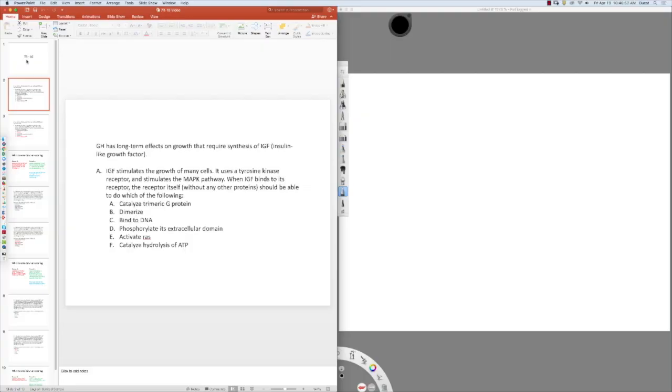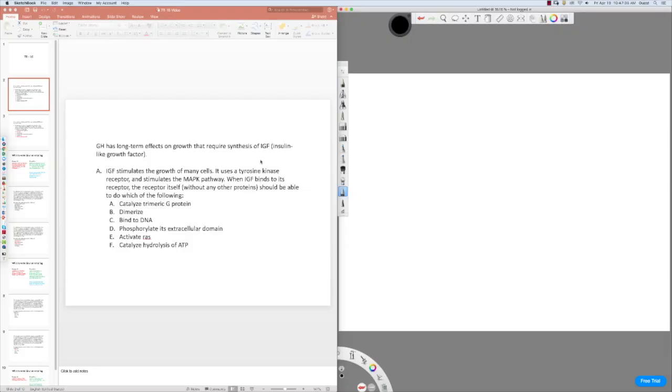Okay, so GH, or growth hormone, has long-term effects on growth that requires the synthesis of IGF, or insulin-like growth factor. Part A: IGF stimulates the growth of many cells. It uses a tyrosine kinase receptor and stimulates the MAPK pathway. When IGF binds to its receptor, the receptor itself, without any other proteins, should be able to do which of the following? There's a lot to take in here, but let's begin by first drawing out what we know, or what we can take away from this Part A problem stem.